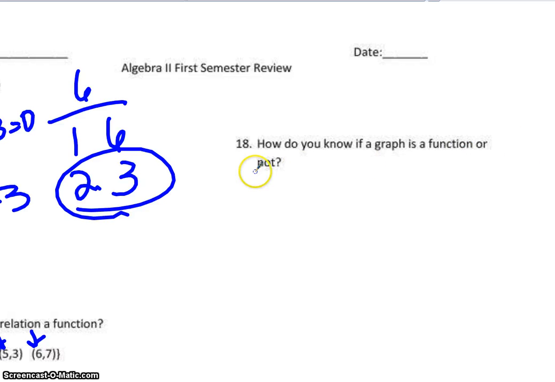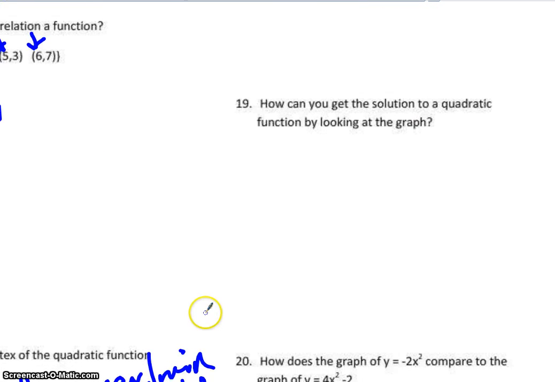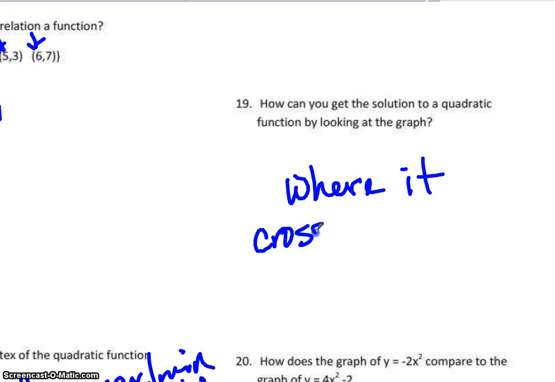Moving to number 18. How do you know if a graph is a function or not? You use your vertical line test. Remember, a vertical line can only cross it once. Number 19, how can you get the solution to a quadratic function by looking at the graph? It is where it crosses the x-axis.